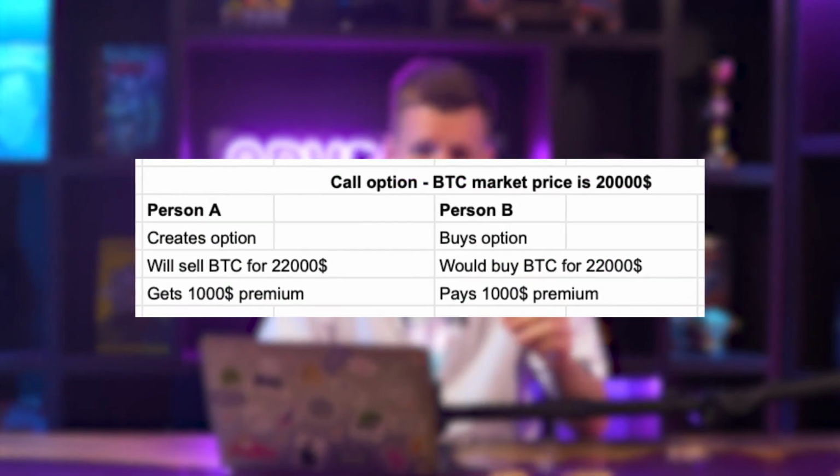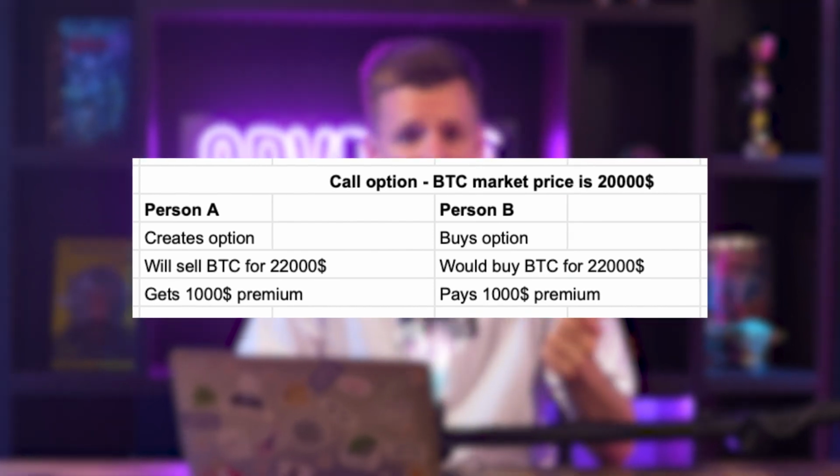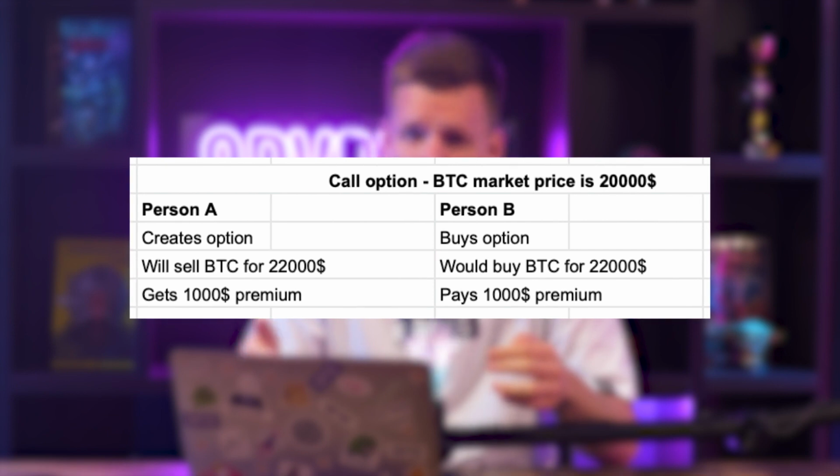Maybe it sounds complicated, but let me give you an example and you'll understand everything literally in a minute. Let's first look at the call option. There are always two people involved in trading and executing the option: person A that releases or sells the option, and person B that buys the option and later decides whether he wants to execute and use it or not.